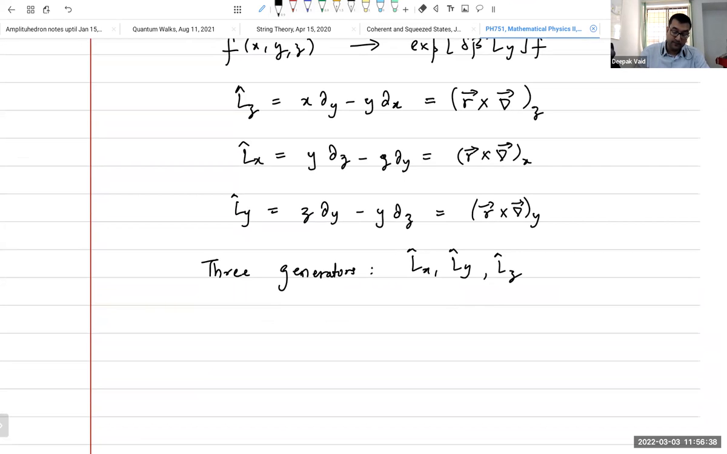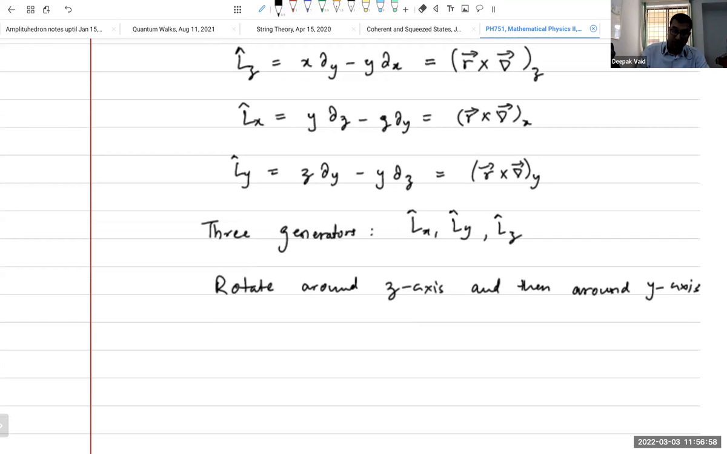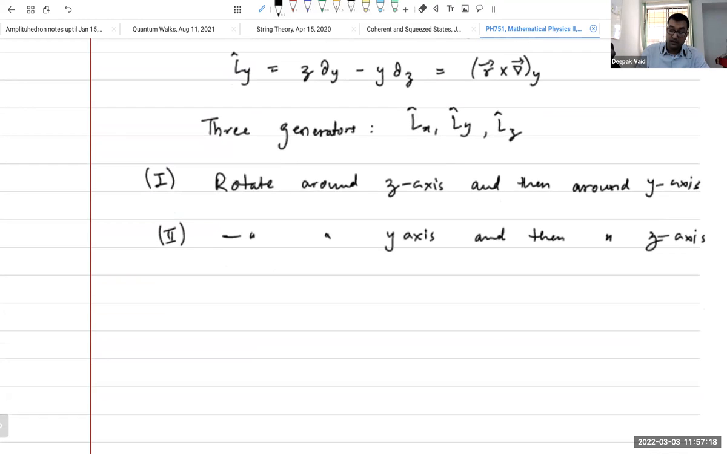The issue is the following, that let's say that I rotate around the z axis and then around the y axis, or I rotate around the y axis and then, that means after that, around the z axis. Okay, so this is one and this is two. Right?